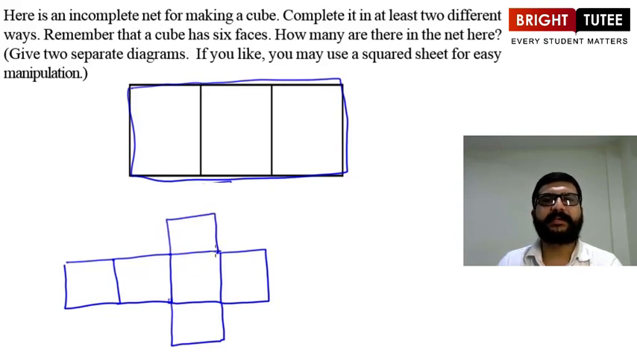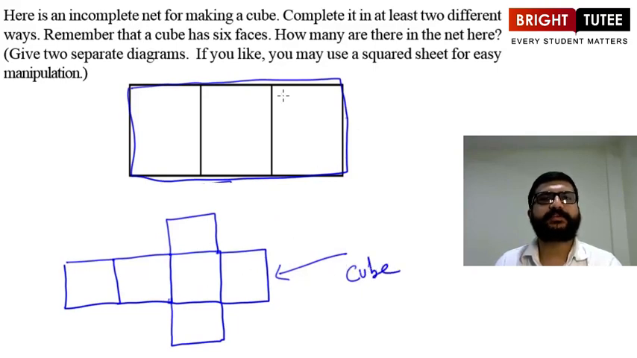And now we can try to cut this out from a piece of paper, fold it and get a cube. So we will get a cube from here. So again this is also a net of a cube. So here we have completed this incomplete net for making a cube.